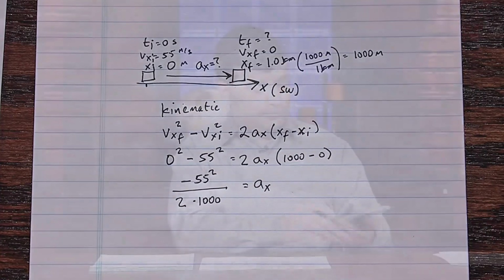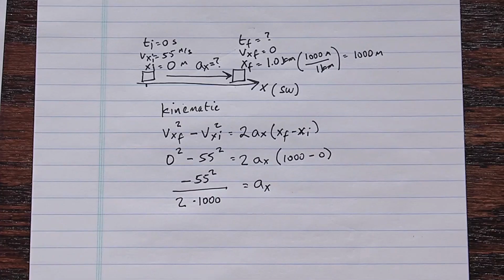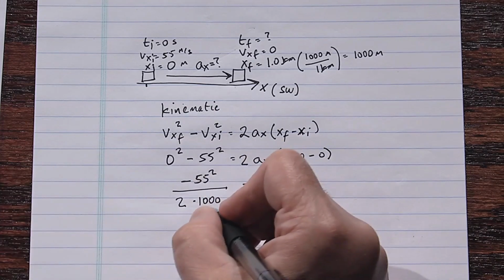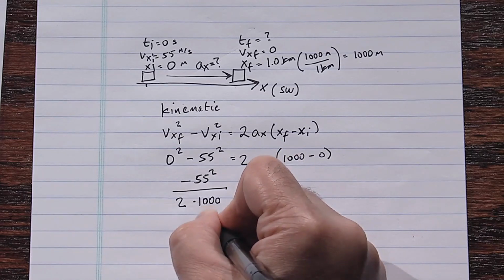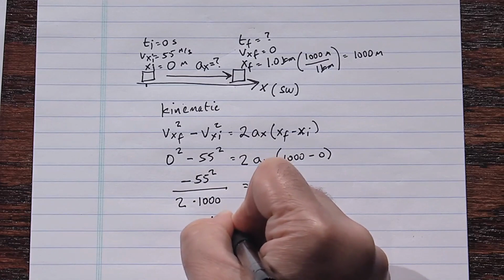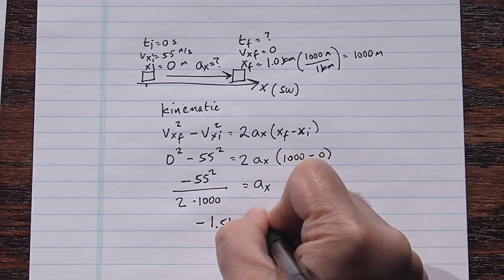Calculate that. 55 squared divided by 2 times 1,000 gives us an acceleration of negative 1.51 meters per second squared.